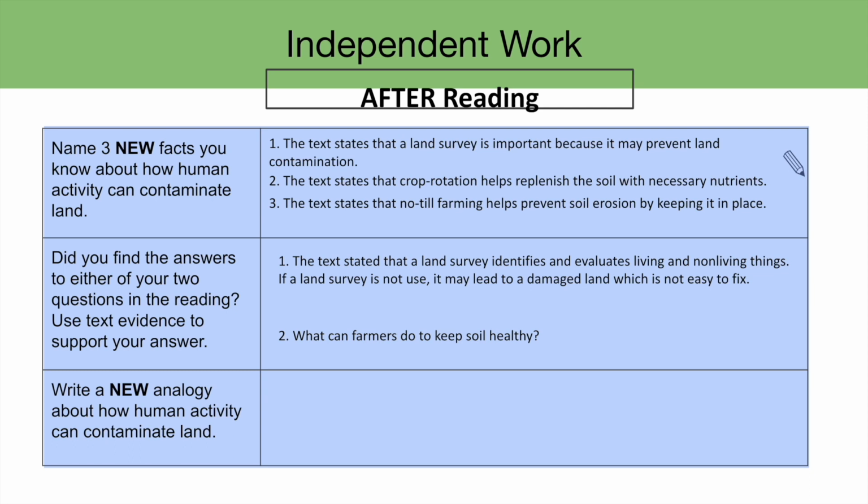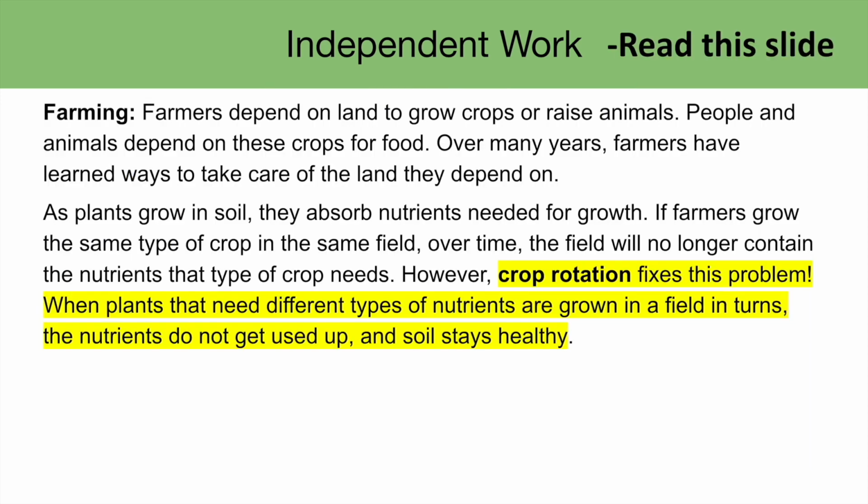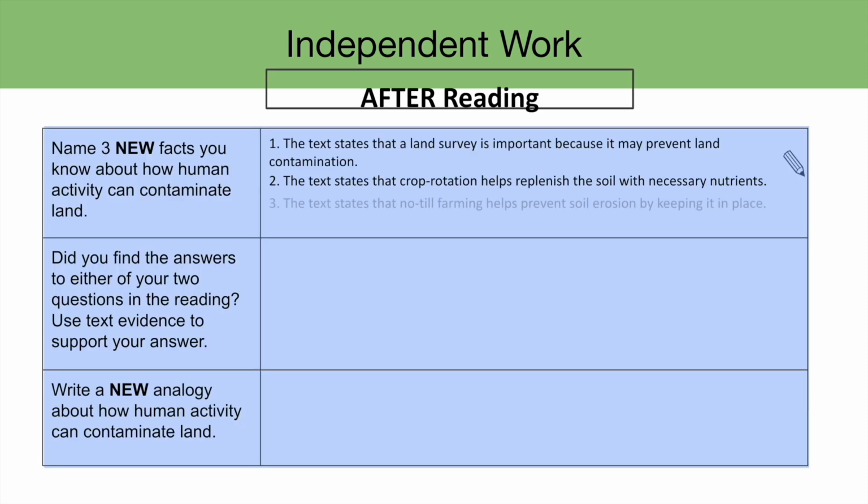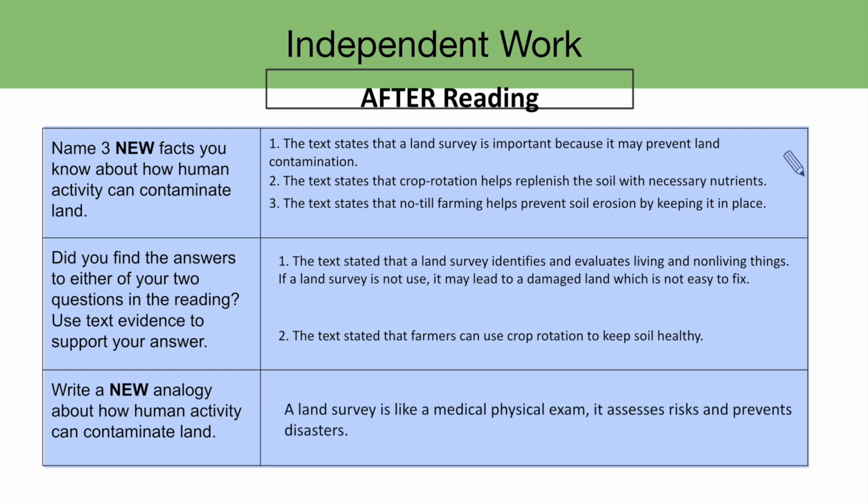My second question was, what can farmers do to keep the soil healthy? This slide tells me that crop rotation fixes this problem. When plants that need different types of nutrients are grown in a field in turns, the nutrients do not get used up and soil stays healthy. I'm going to add that to my second answer.